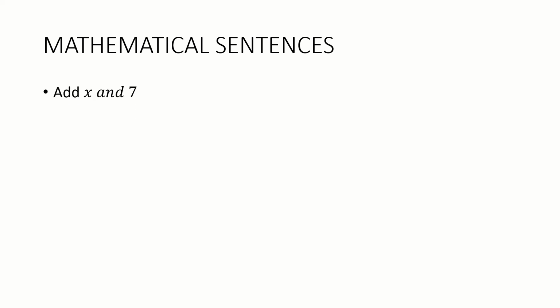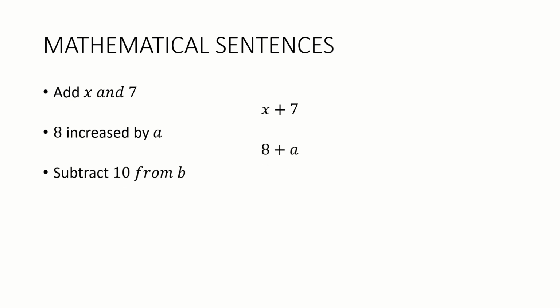Now we're going to be using mathematical sentences. How do you write x and 7 as addition? So add x and 7. That will be written as x plus 7. 8 increased by a, what are you going to have? 8 plus a. 10 subtracted from b, how do we write that? b minus 10. Please note they said subtract 10 from b.